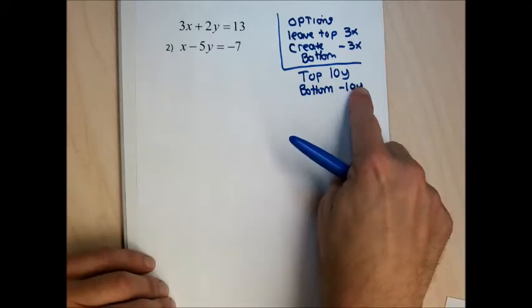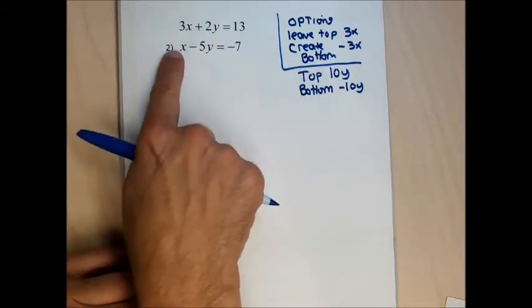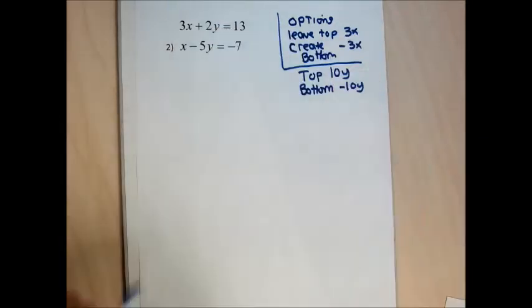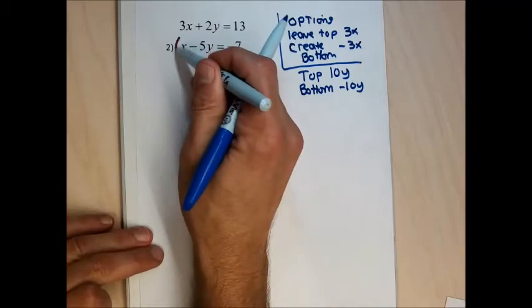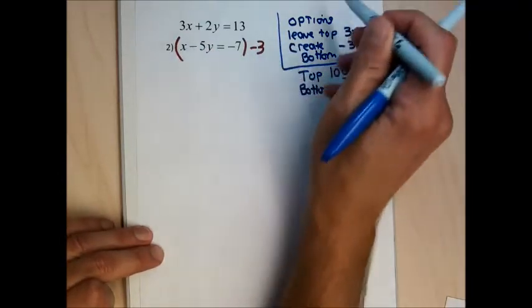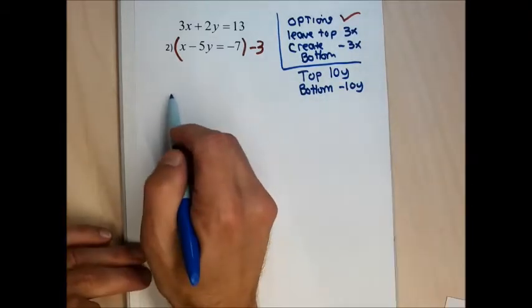This bottom strategy would involve multiplying the top equation by 5 and the bottom by 2, so I have to change two equations. This top strategy only requires multiplying the bottom equation by negative 3. So I'm going to choose that strategy, as opposed to the second. They both ultimately will give the same answer.